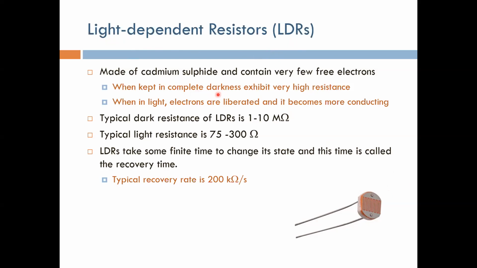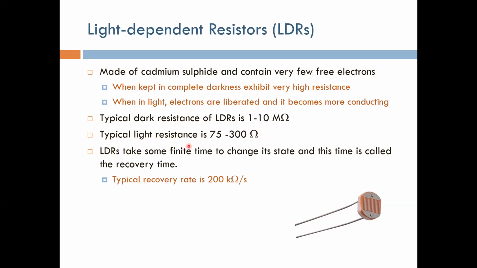When you keep it in complete darkness, its resistance will be really high. When you expose it to light, the light will give the electrons energy and make them liberated. And whenever you have free electrons liberated by this process, it will become more conducting, and the resistance will be a little bit smaller. So the typical dark resistance of an LDR is between 1 and 10 mega ohms.